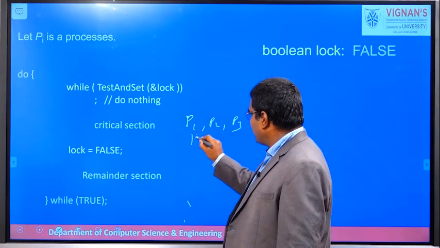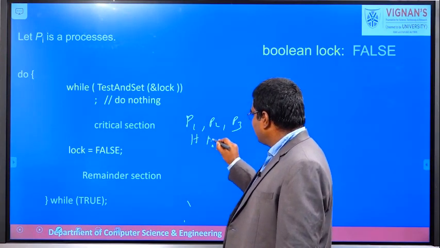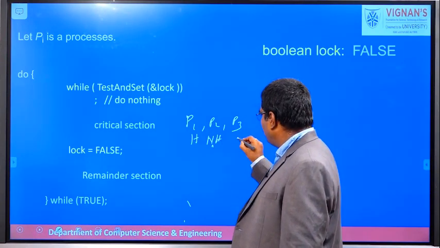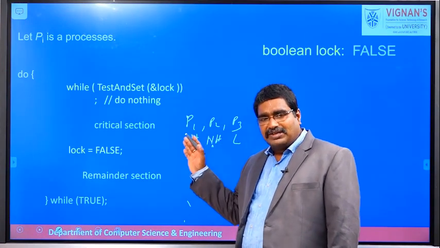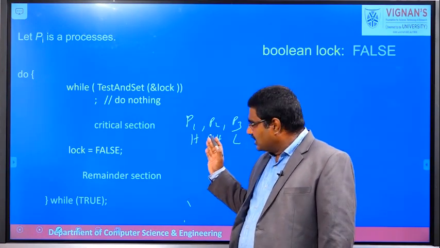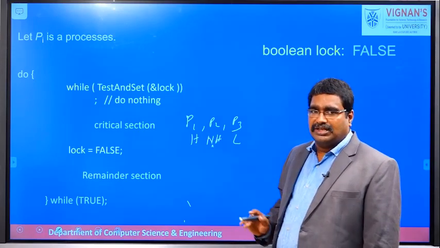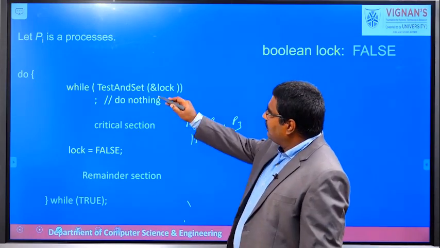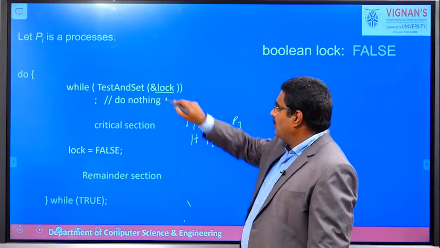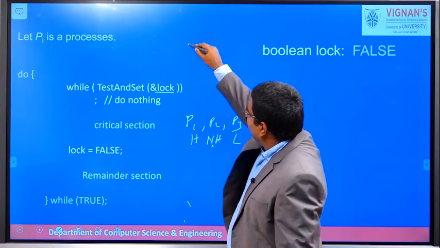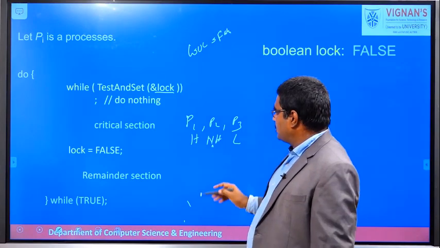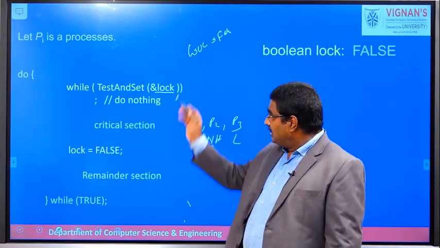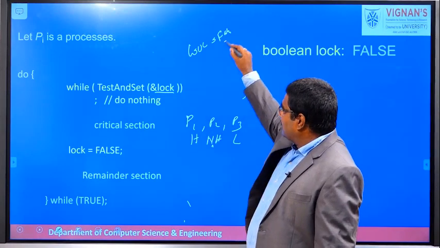P1 is the highest priority process. The next highest priority process is P2 and the least priority process is P3. We are assuming that P1 is the highest priority process, P2 is the next highest priority process, and P3 is the least priority process. Already we know that lock is a global Boolean variable, and its initial value is false.